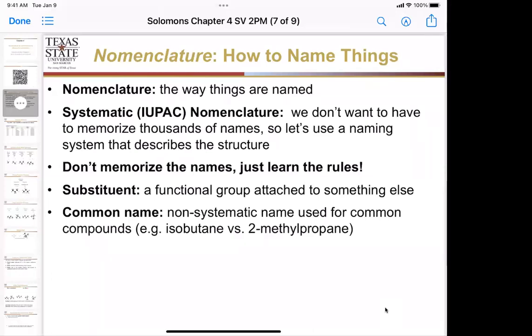And then anything that's not our parent chain is a substituent, something that's added to it. Okay, and so what we're going to do is come up with some really cool ways of finding our main chain and adding our substituents to it in a very precise, structured way.